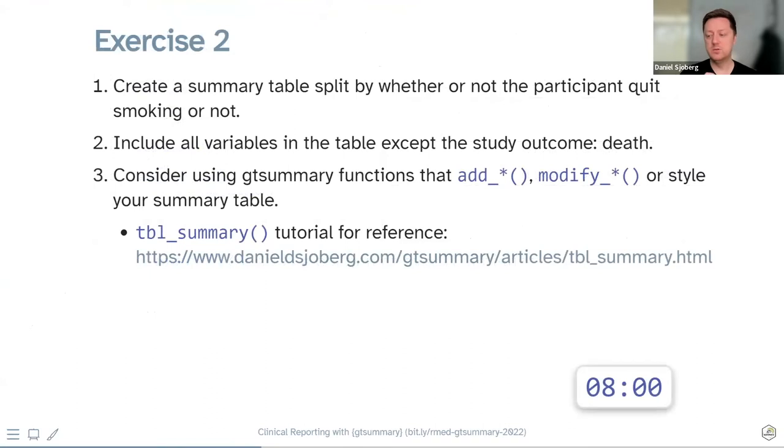All right, that brings us to exercise two. So what we're going to do is take the data set that we made in exercise one, our labeled gorgeous data set. We're going to create a summary table that's split by whether or not the participant quit smoking. You're going to include all of the variables except for our outcome, which is death. And then I want you to build that summary table, but I also want you to consider any other functions from the add or modify or the bold italicized family, and let me know how you are modifying your table.